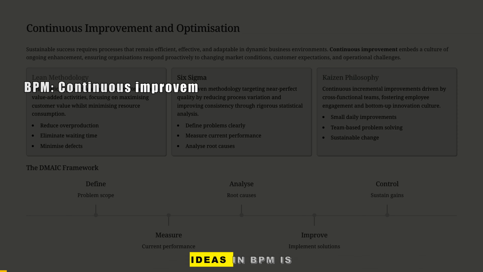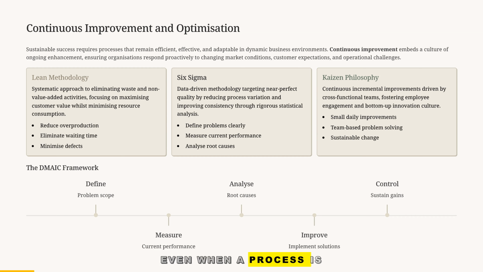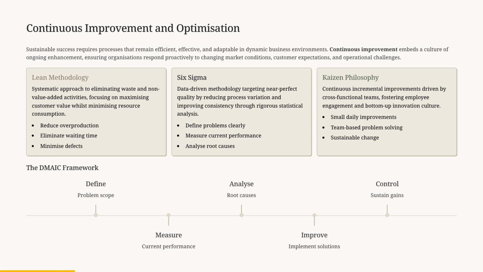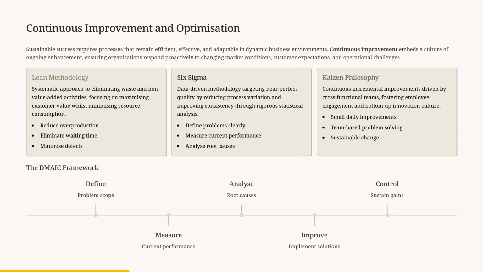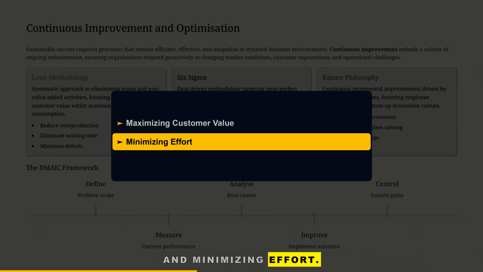One of the most powerful ideas in BPM is that improvement never ends. Even when a process is working well, it can always be made better, and that's where the principles of continuous improvement come in. Let's look at the three main philosophies that drive this mindset. First, lean methodology. Lean is all about removing waste, any activity that doesn't add value. It's focused on reducing waiting times, overproduction, and unnecessary steps, while maximizing customer value and minimizing effort.